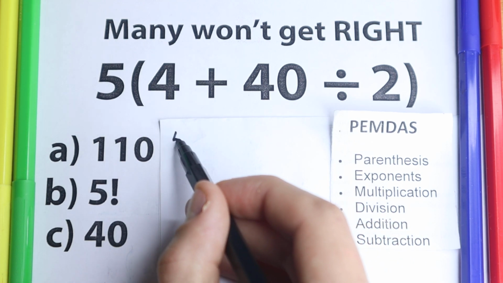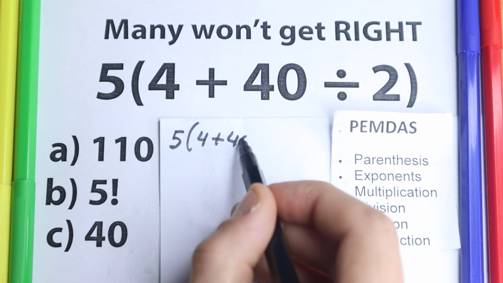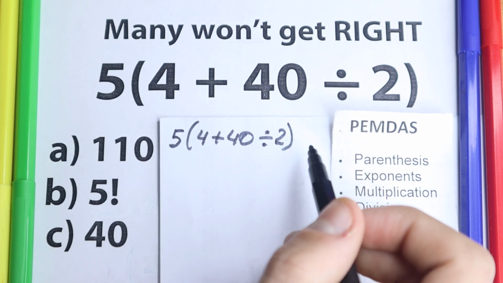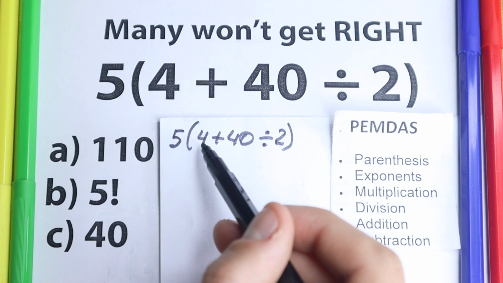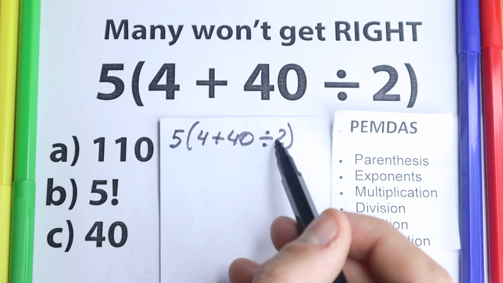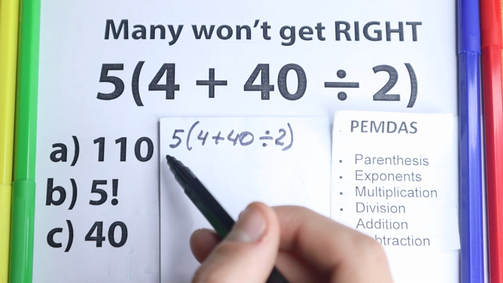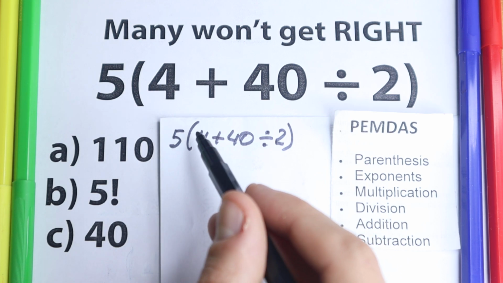So we have 5, and in parentheses we have 4 plus 40 divided by 2. This is a very tricky moment, because one part of students solve it like that. Take a look at what they're going to do. We have 4 plus 40, 44, 44 divided by 2, we have 22, and 22 multiplied by 5, so 110. A lot of students make this common mistake. They say, okay, 110, this is our answer.